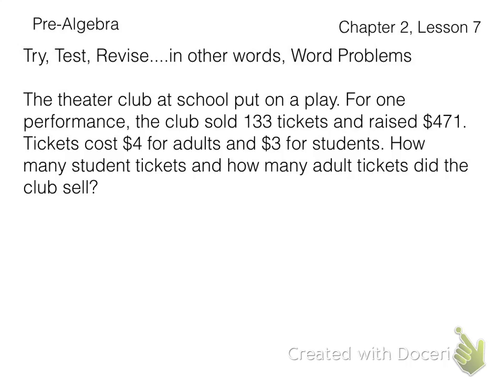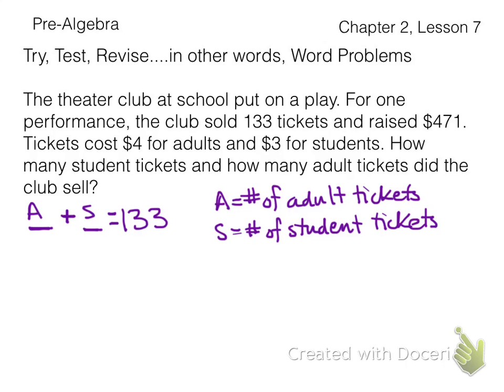Well, the first thing we're going to do is set up an equation for the number of adult tickets sold and the number of student tickets sold. So we know that the total number of tickets sold is 133. So the number of adult tickets plus the number of student tickets should equal 133 total tickets. I said A is the number of adult tickets and S is the number of student tickets. So you go, A plus S equals 133.